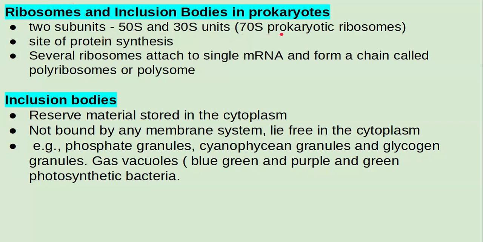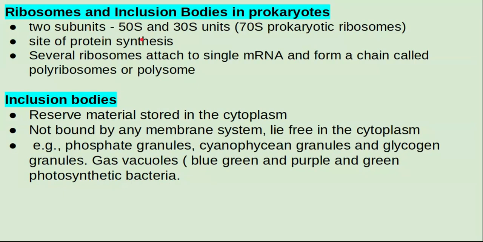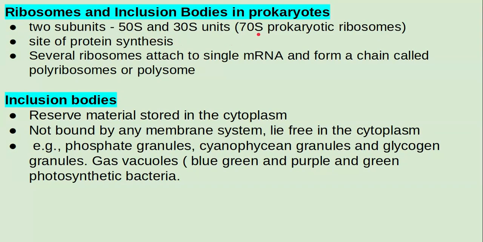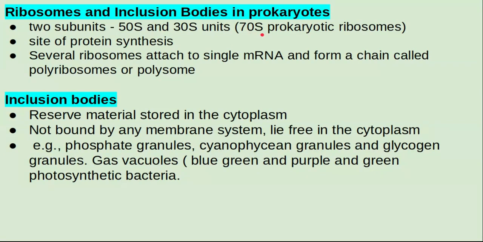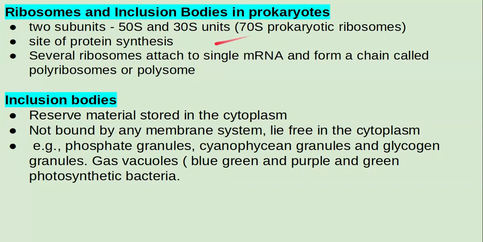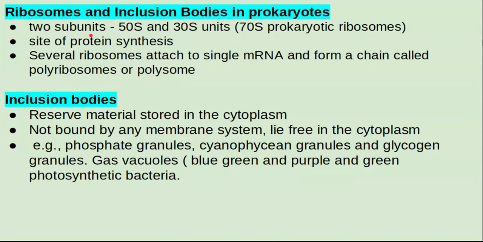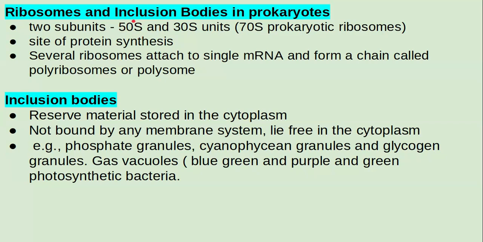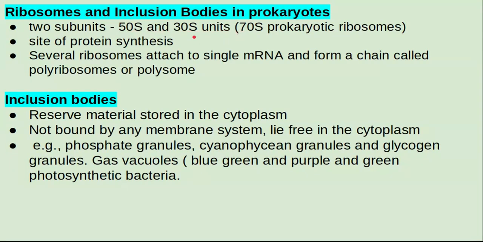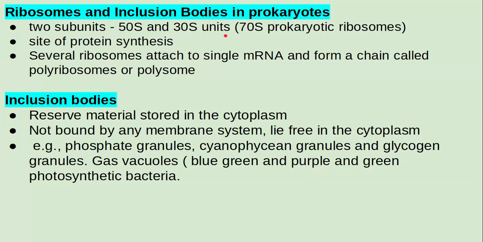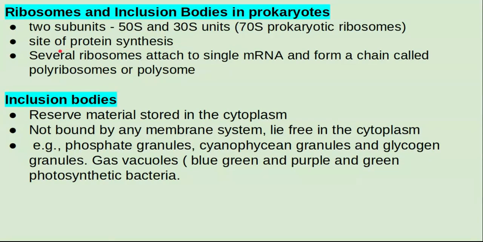Ribosomes and inclusion bodies in prokaryotes. Now, ribosomes in case of prokaryotes are of the 70S type. S stands for sedimentation coefficient. It is made of two subunits. The 70S ribosome is made of two subunits, so you can break it apart. One is a large part called the 50S subunit, and a smaller part called the 30S subunit. Then ribosomes are the site for protein synthesis, this we know.